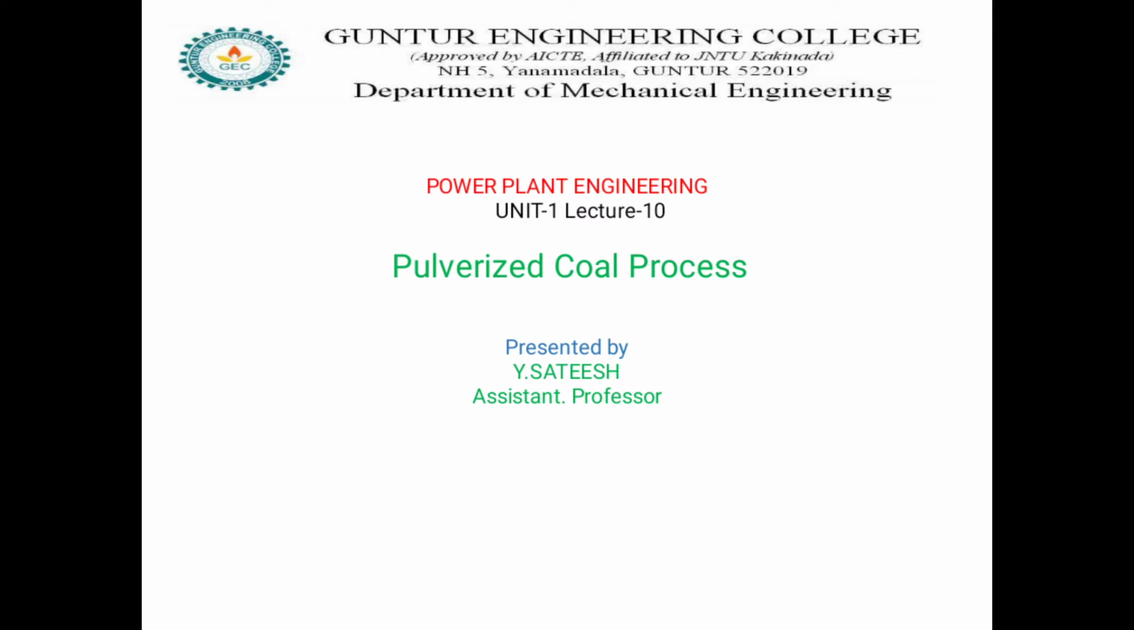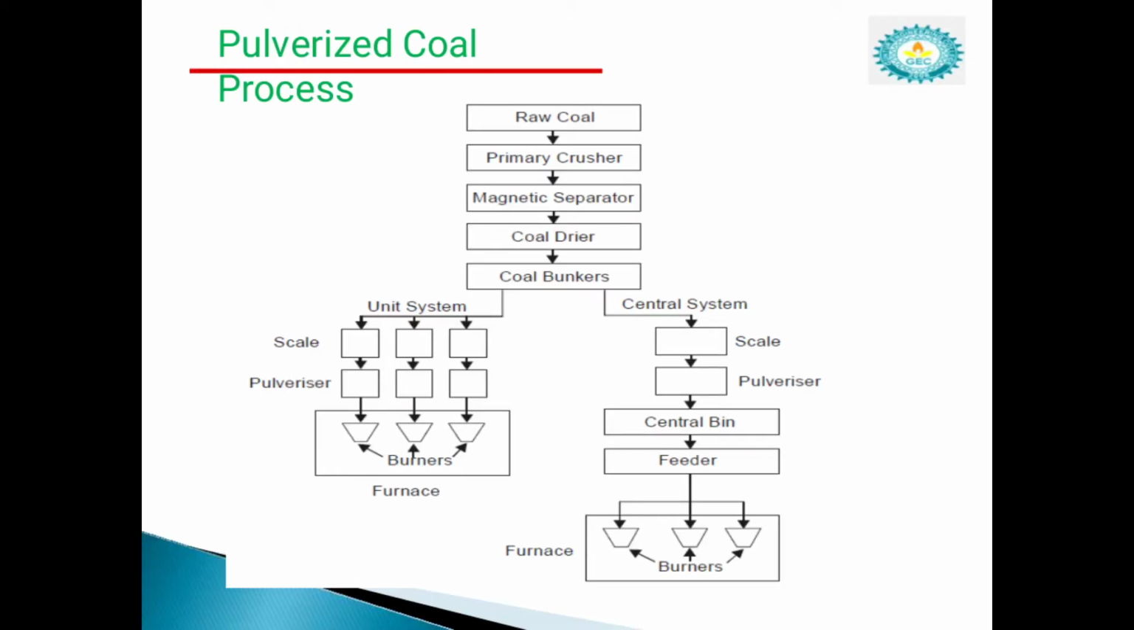Today's topic is the pulverized coal process. What is pulverization of coal? If the coal has more moisture content, the combustion process is poor. We have to eliminate that problem. We have to remove the moisture content in the coal with the help of hot air. That process is called the pulverization process.